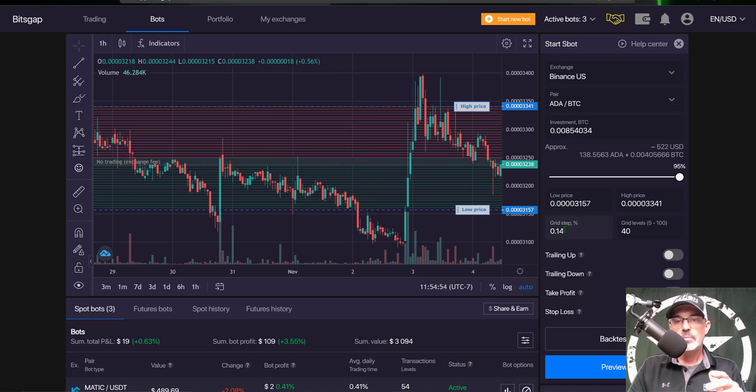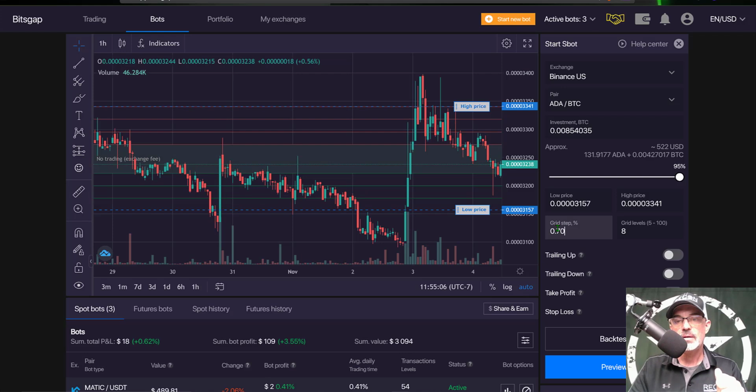Next, I need to determine my grid space. I typically find somewhere between 0.49% to 0.99% is the area I make my best profit. So in this case, I'm going to go 0.70%. And you can see that leaves me with only 8 grids. And now I want to enable the trailing up and the trailing down feature for this grid bot.